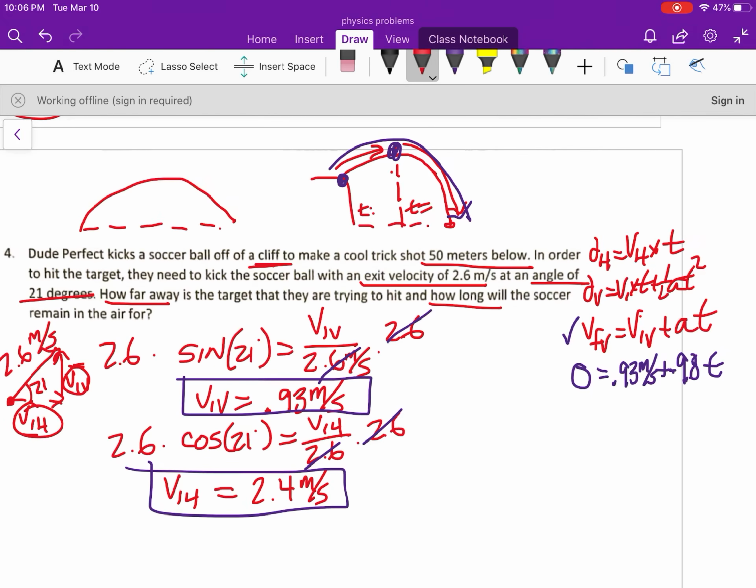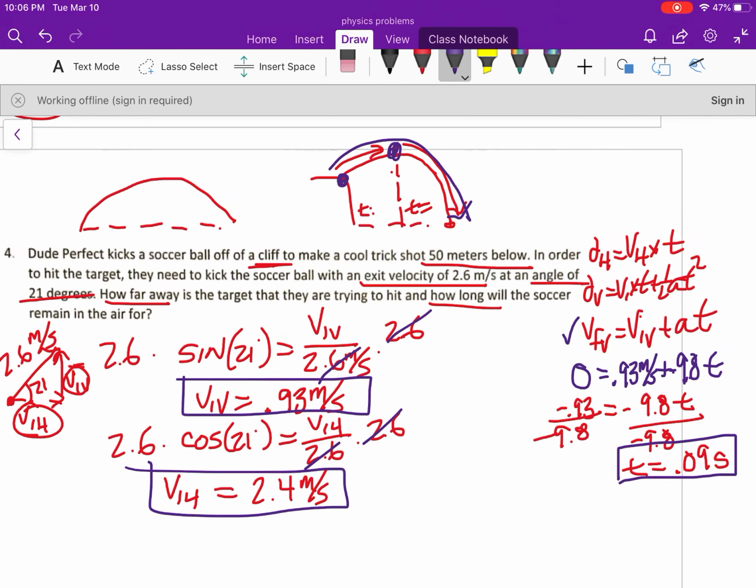To solve this, I'm going to subtract 0.93 from both sides, is equal to negative 9.8 times time, and then I'm going to divide by negative 9.8, divide by negative 9.8, and when I do that, the time that I get for this first interval is negative 0.93 divided by negative 9.8, which is 0.09 seconds, so a really incredibly small amount of time. And that's going to be this first time interval here. Now we need to solve for the second time interval.